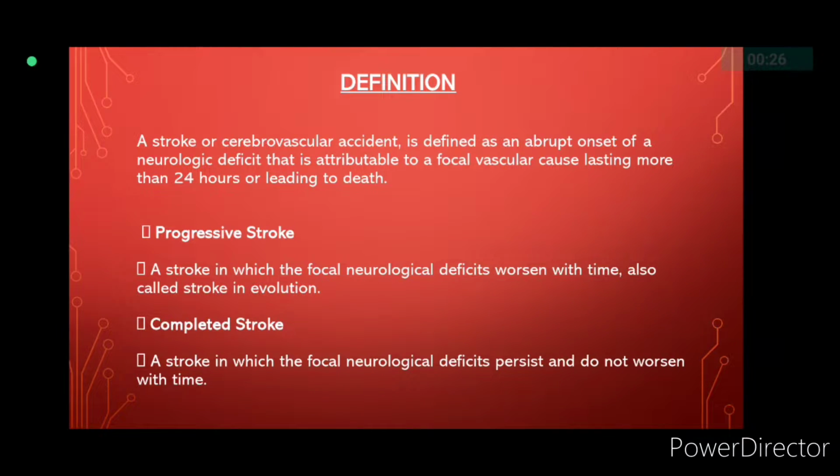Progressive stroke. A stroke in which the focal neurological deficits worsen with time, also called stroke in evolution. Completed stroke. A stroke in which the focal neurological deficits persist and do not worsen with time.